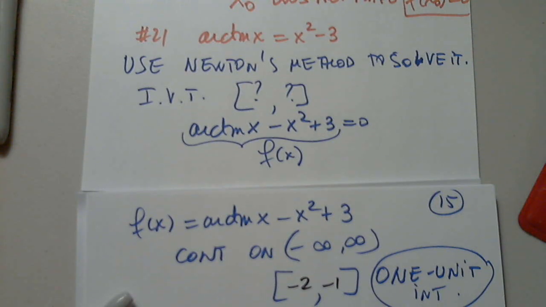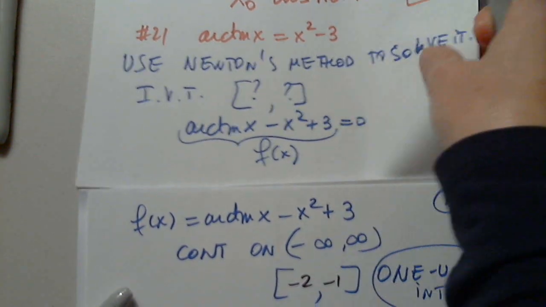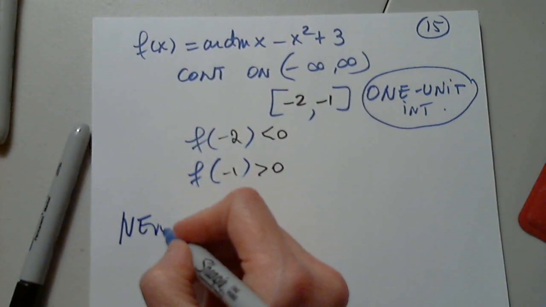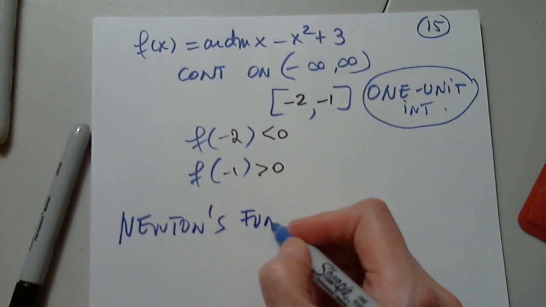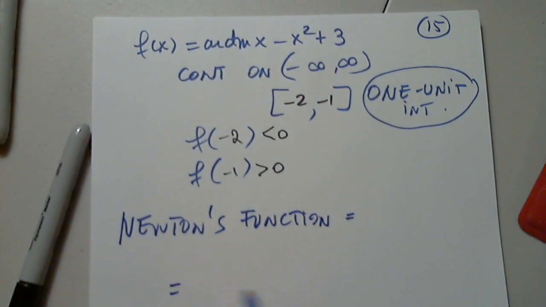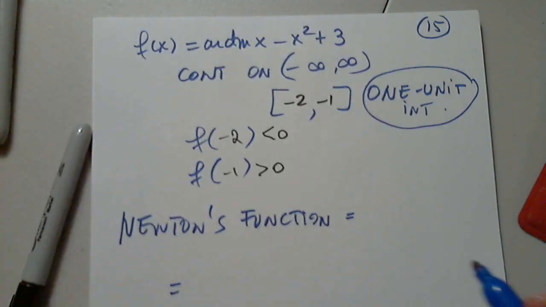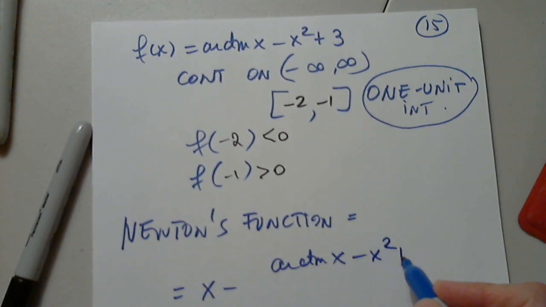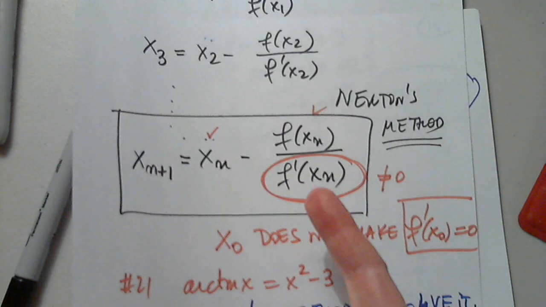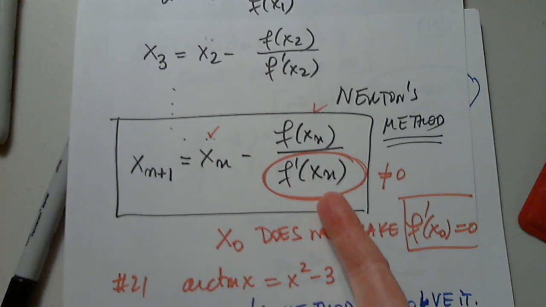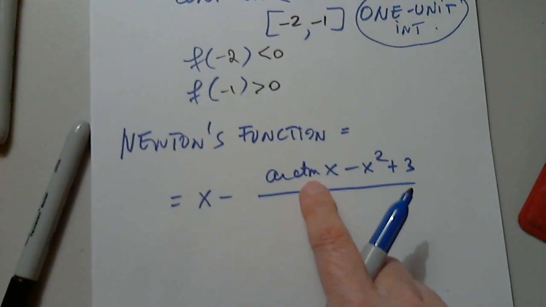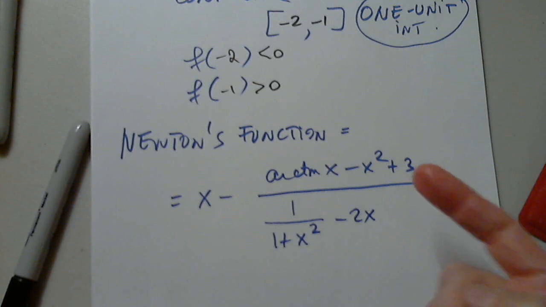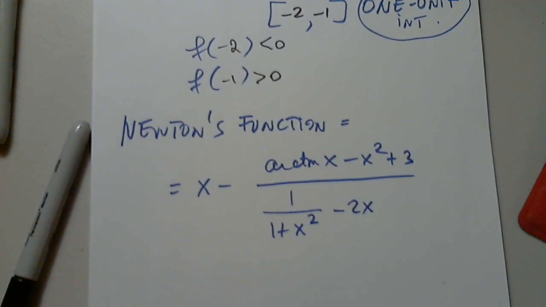Now I'll stop sharing for a second. So we are going to write Newton's function. Newton's function is x minus the function, arctangent x minus x squared plus 3, divided by its derivative. The derivative of this is 1 over 1 plus x squared. The derivative of this is negative 2x. And the derivative of this is 3 prime, which is 0.